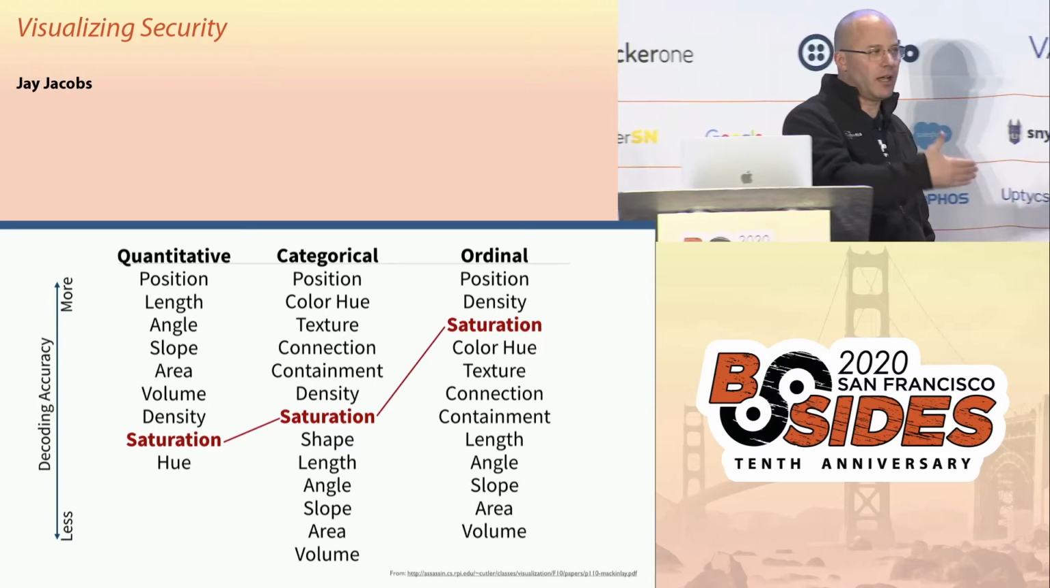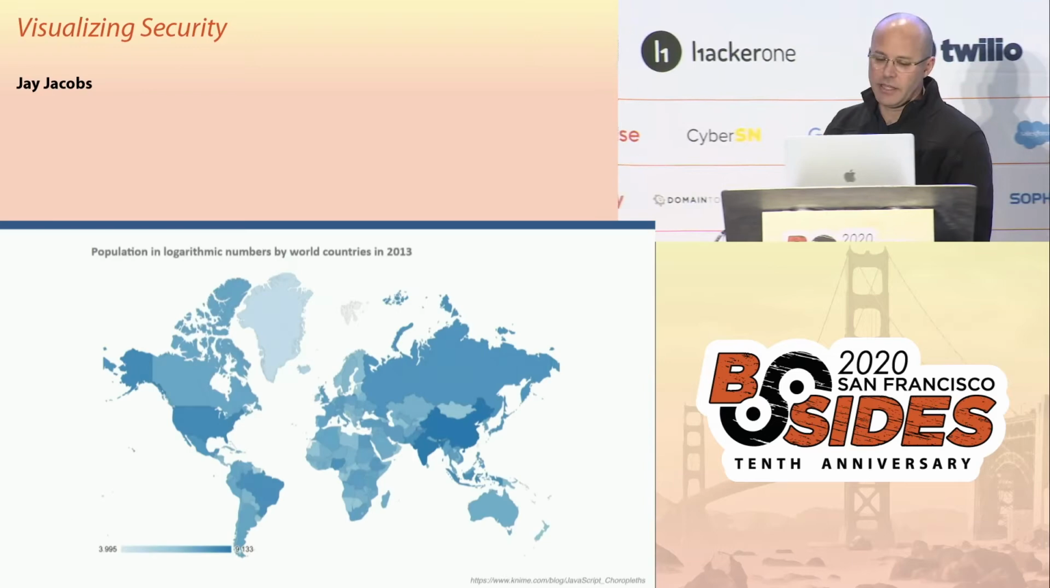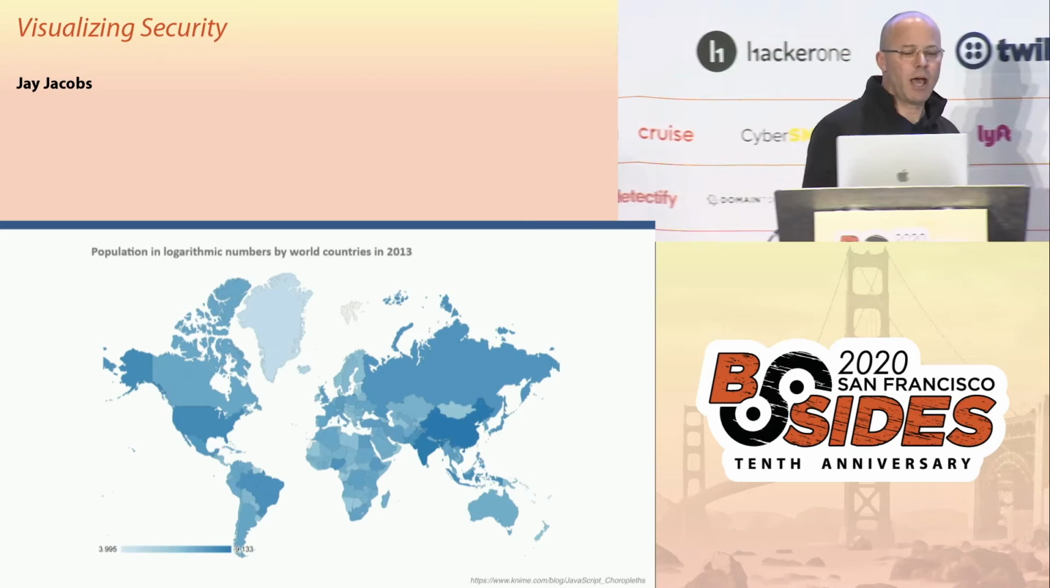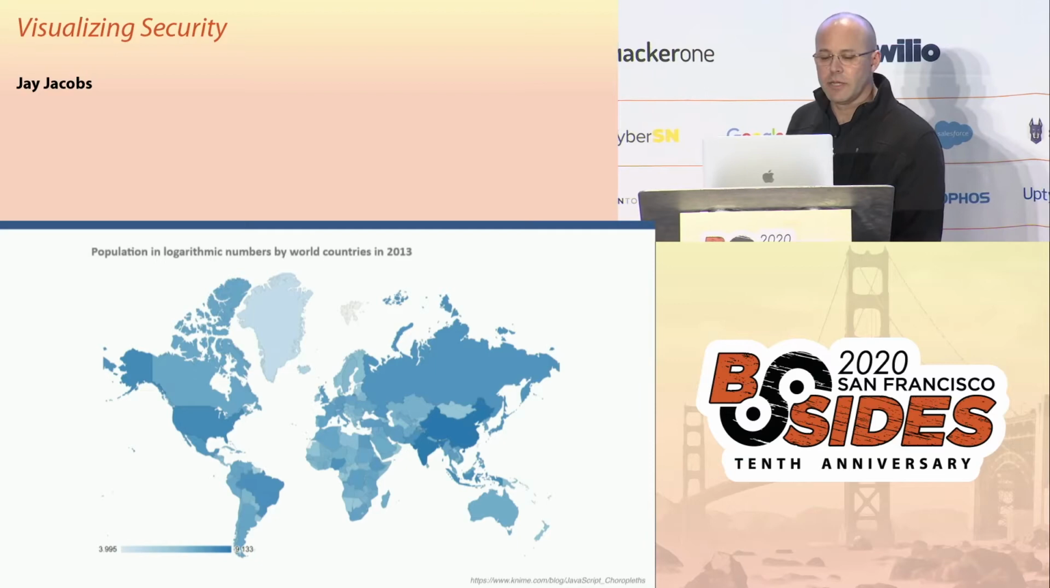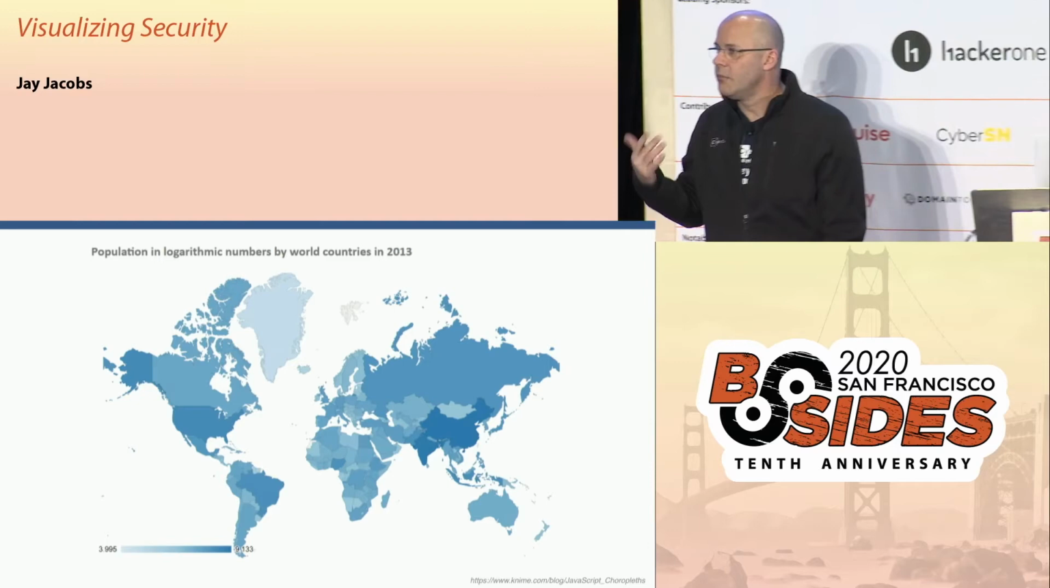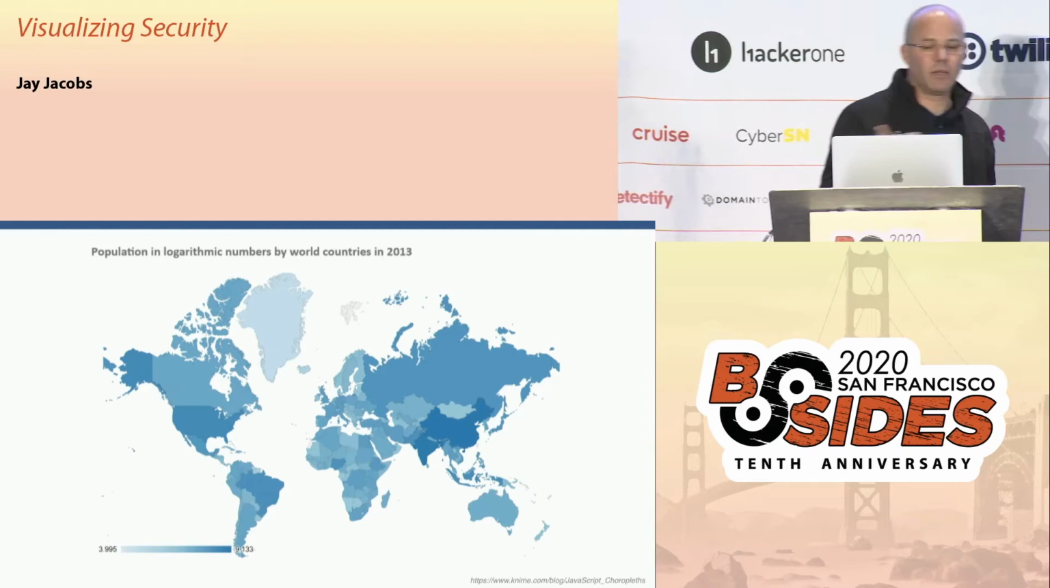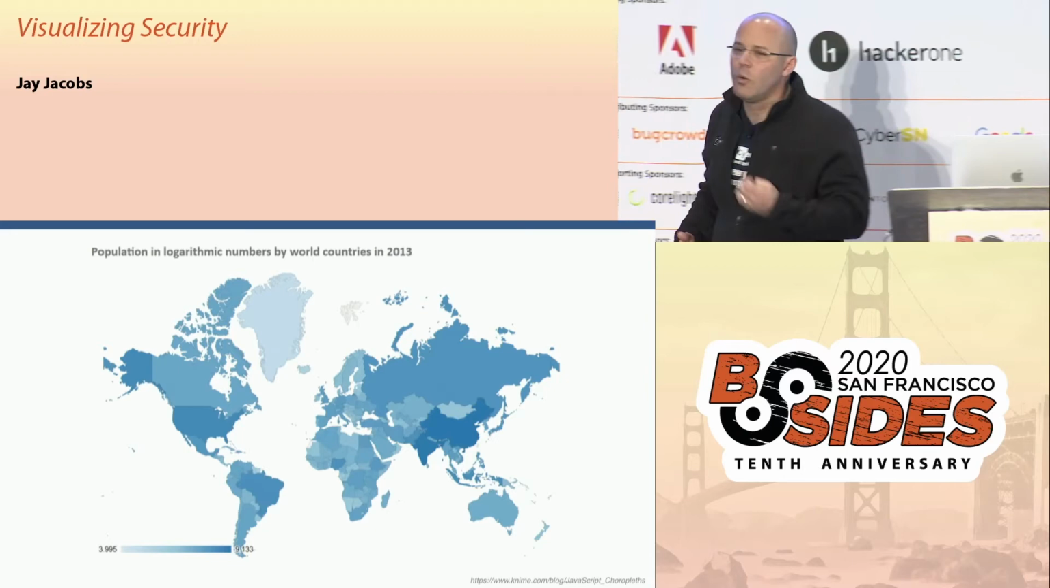And a lot of times you see these on maps. This is a choropleth, and this is looking at, I think, population. Yeah, population in logarithmic numbers by world countries, 2013. But try to compare any country to another, right? You might be able to do it if they're next to each other. You can say this has more population than that one, but try to compare two in two different areas of the map. Try to pick out any quantity at all.